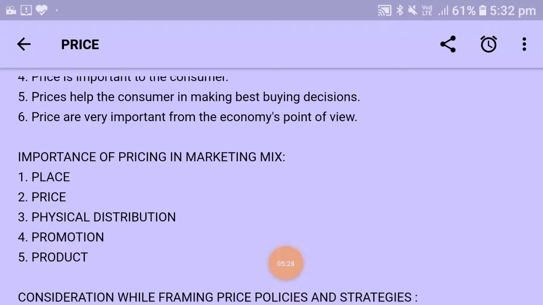If we talk about place, prices are kept according to it. For example, saris in Banaras have a high price, but a sari at any other place has a much lower price. Next is price: at what price the product can be sold should be determined by the entrepreneur. Next is physical distribution, meaning how goods are physically distributed.